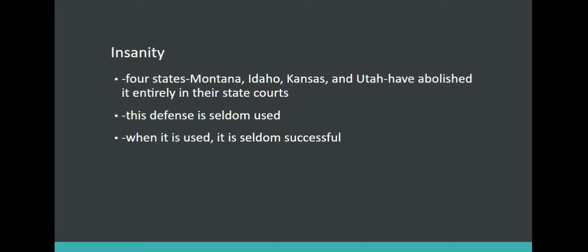Now, the last three are difficult. I'm just going to throw them out there. I know there are a bunch of questions about these, so if you have them, please let me know. We're going to talk about entrapment, duress, and necessity.